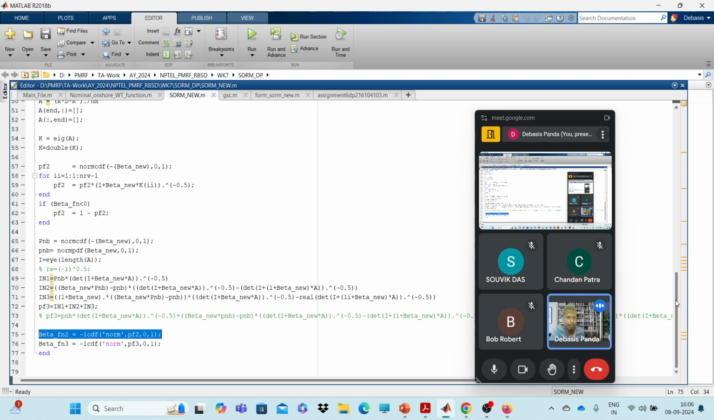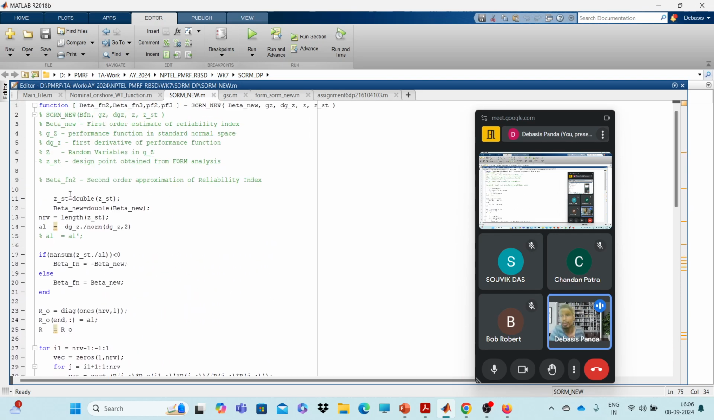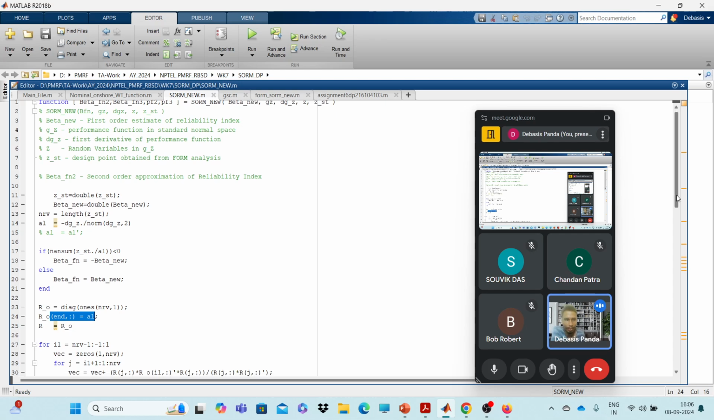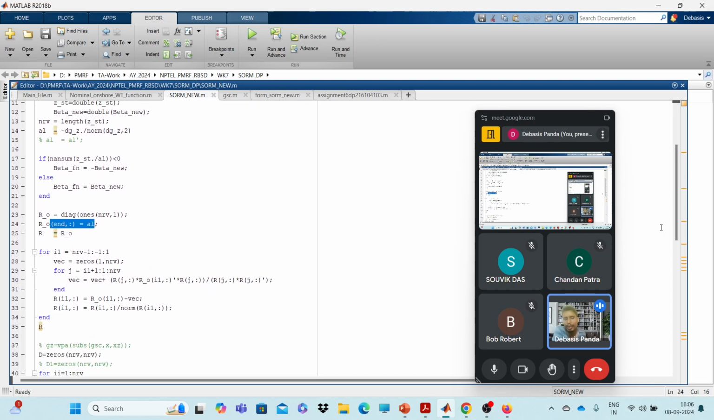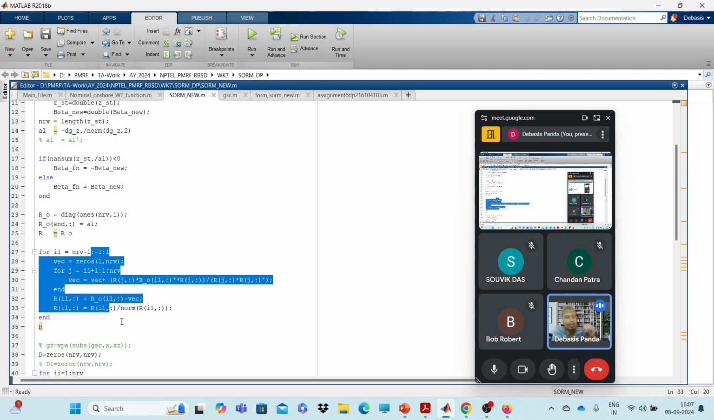So what we have done here: first we feed the information of beta, we provide the information about the direction cosines. Now from the direction cosines, we formulate the R naught, whose last row will contain these direction cosines, and in the other rows the diagonal term will contain 1. And then using Gram-Schmidt orthogonalization, which is also described in the Haldar Mahadevan book, if you want to see it, you can go through it. Now using Gram-Schmidt orthogonalization, we form the other rows of the matrix.